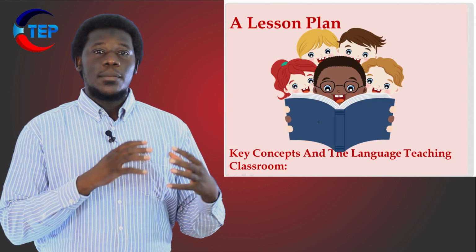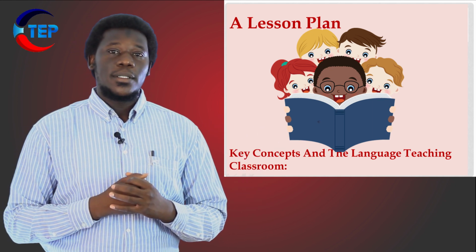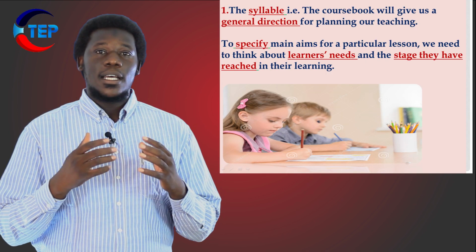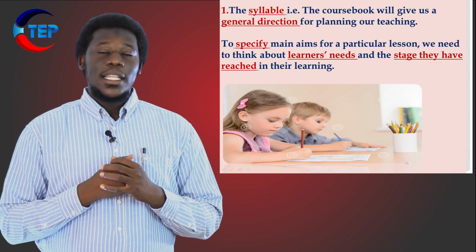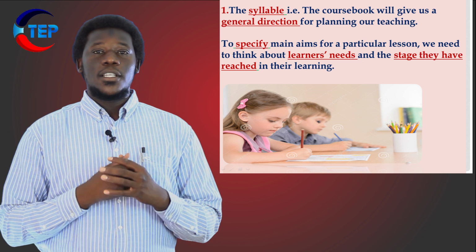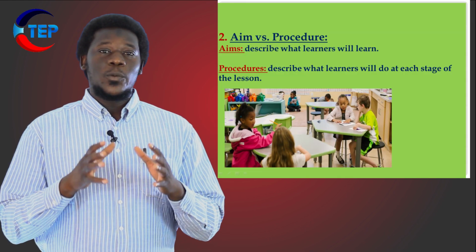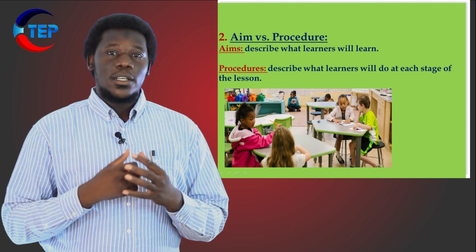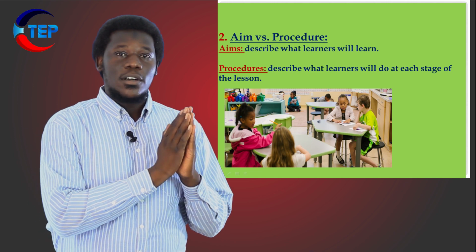Lesson plan, key concepts. These are the most important information that you have to know about planning a lesson. Number one, the syllabus or the course book will give us a general direction for planning our teaching. To specify main aims for a particular lesson, we need to think about two things: the needs of our learners and the stage they have reached in their learning. Number two, the difference between aim and procedure. Aim describes what the learners will learn, whereas procedures describes what learners will do at each stage of the lesson.